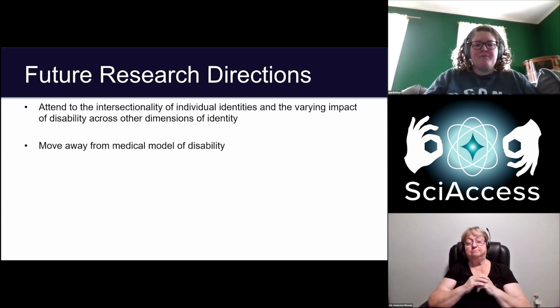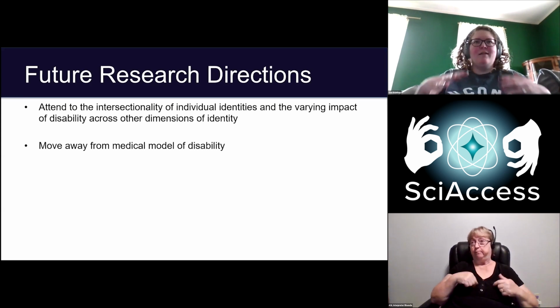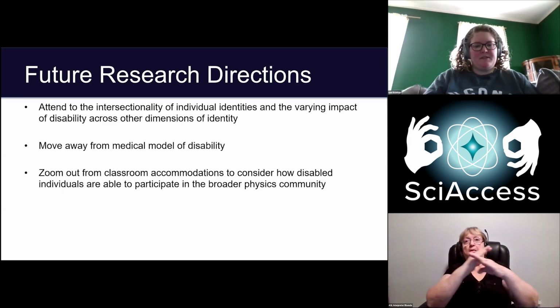We can also move away from the medical model of disability, which situates individuals with disability as the problem. We are not the problem. The environmental barriers are the problem that need to be fixed.